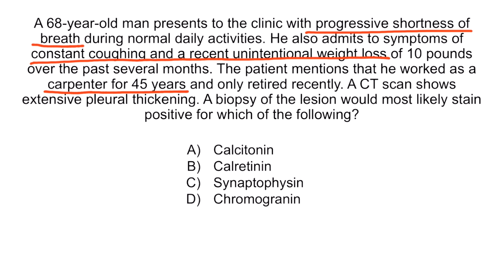His CT scan shows extensive pleural thickening, which when added to his symptoms and work history means that this patient most likely has malignant mesothelioma. This is a malignant tumor that originates from mesothelial cells, which means a biopsy would most likely stain positive for calretinin, which is a protein found in tissues of mesothelial origin. Therefore, the correct answer is choice B.